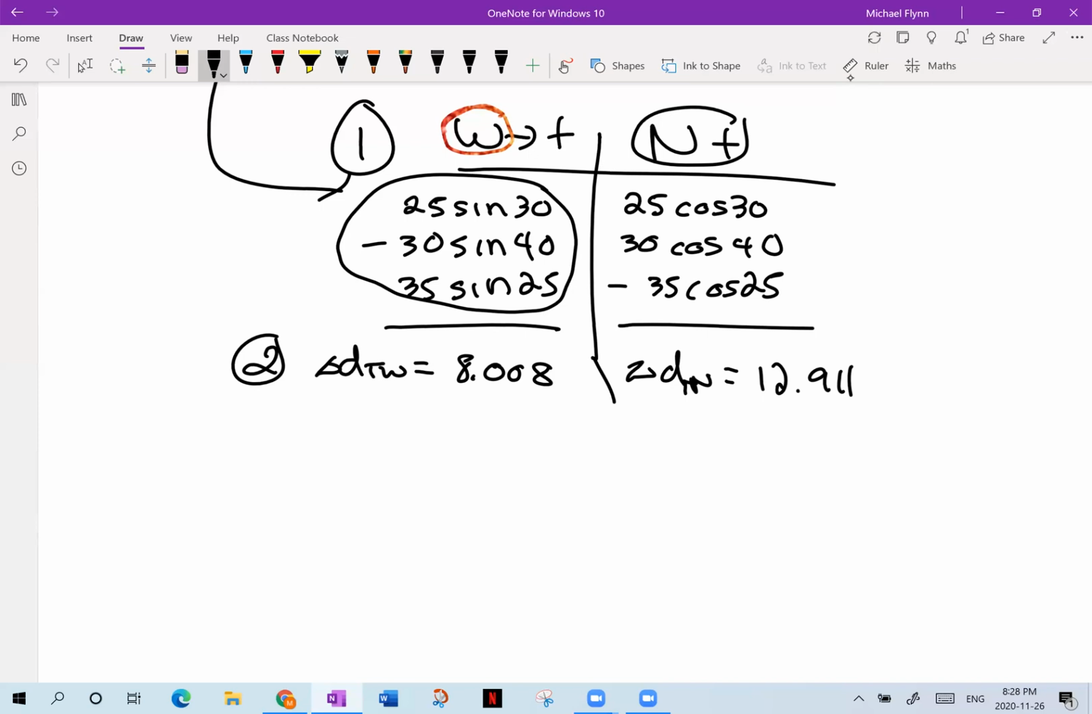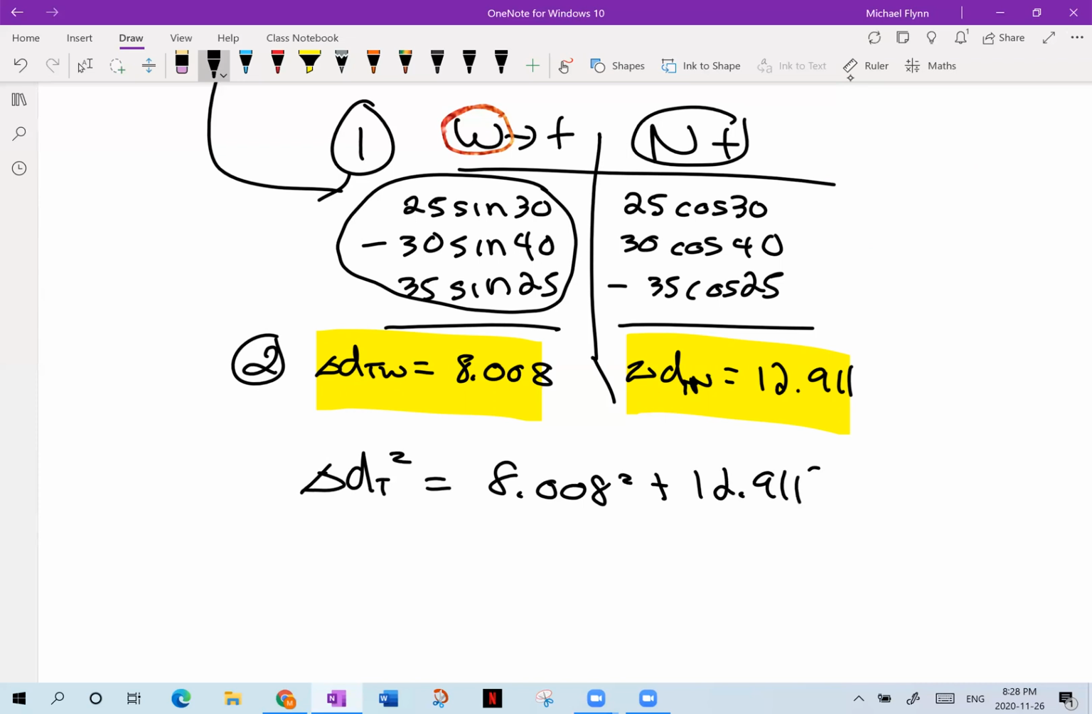So now these two components, I'm going to highlight them. These two components make a right angle triangle, right? There's a west component and a north component. So all I have to do to put them together is use Pythagorean theorem. The total displacement squared equals 8.008 squared plus 12.911 squared. See, that's just Pythagorean theorem. C squared equals A squared plus B squared, right? This is a right angle triangle. So putting it all together, I get that.